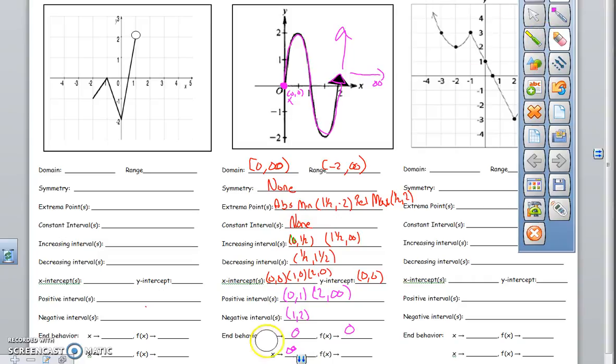And let me see if I can draw it a little bit better. And it's also going to positive infinity for the y.